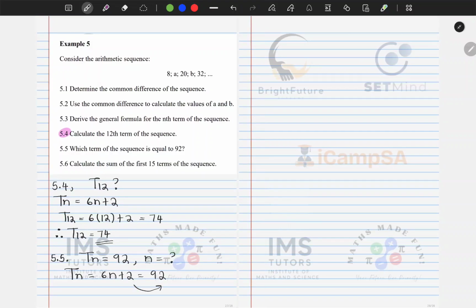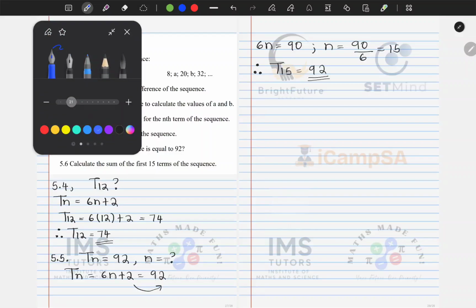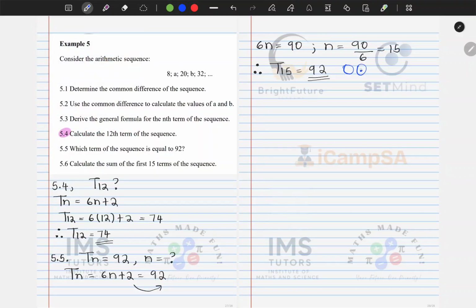So we'll just transpose this 2 to the other side, such that you'll end up having 6n equals 90. And then you can see that we can find our n by just dividing 90 by 6. And the answer which we obtain is n is 15. So what does this mean? This means that our T15 is 92. And this is what the teachers are looking for. And I hope this does make a lot of sense to you.